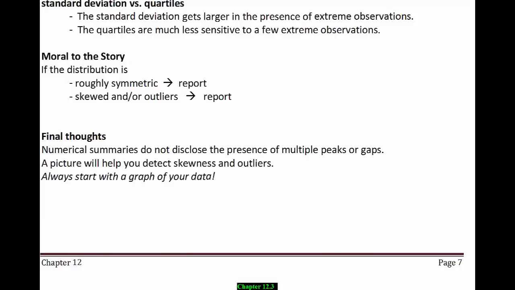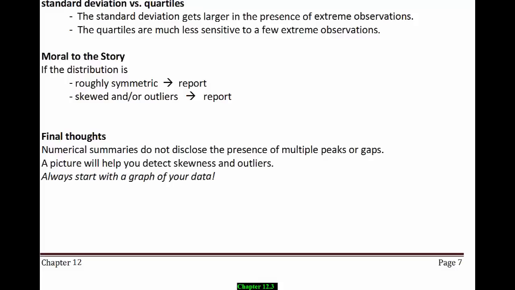Now, the standard deviation versus the quartiles. The standard deviation gets larger in the presence of extreme observations. Notice that the mean goes in the direction of the extreme observation, but the standard deviation just always gets bigger if you have extreme observations. It always gets larger. The quartiles are much less sensitive to a few extreme observations.